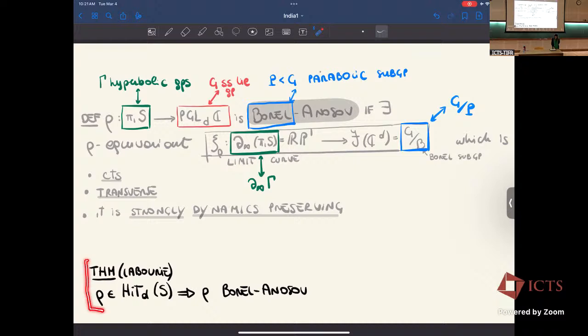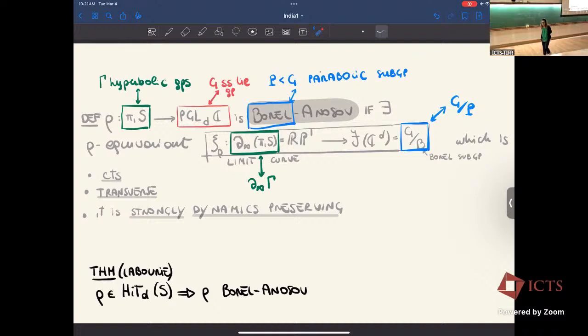Just to connect with higher Teichmüller space before, all the higher Teichmüller representations that we discussed are Anosov. So you're projecting to a smaller space, and you look at the Anosov representations there. Those pull back to which ones? In this case, yes. If you are Anosov with respect to the minimal parabolic, you also have the limit curve into this.